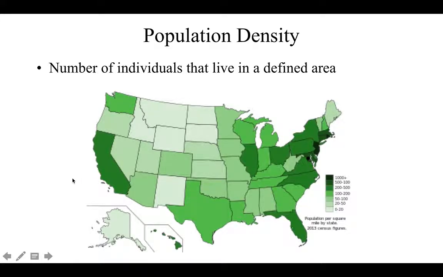You want to think of population density as, in simple terms, how crowded an area is, how many individuals are crammed into one space. So on this map, you can see that the most densely populated state is right here, New Jersey. That is us.